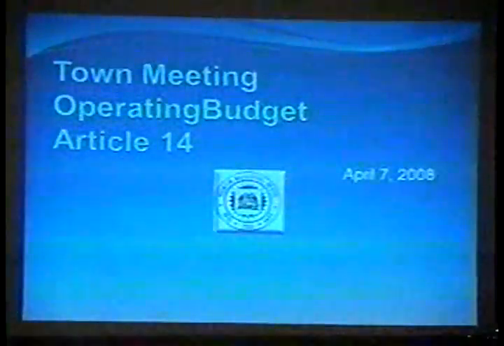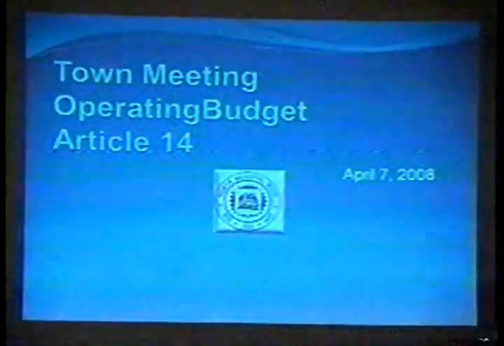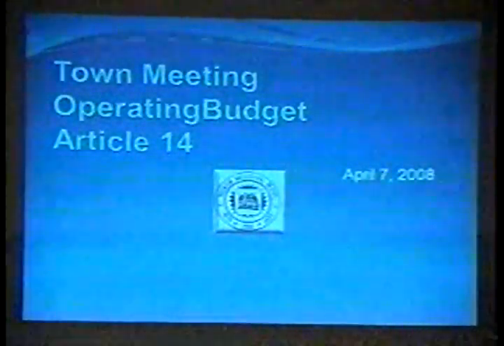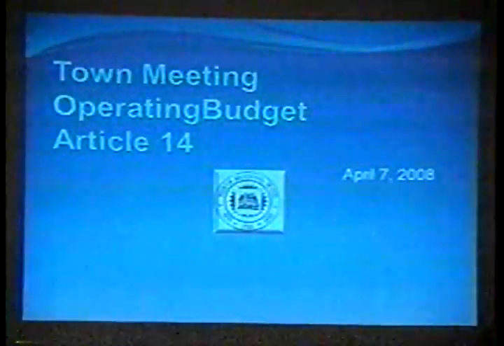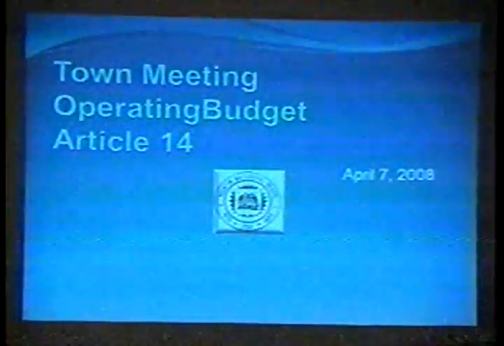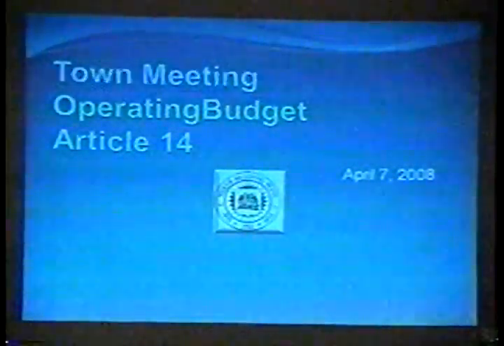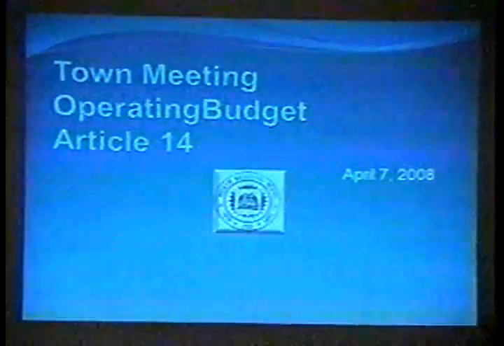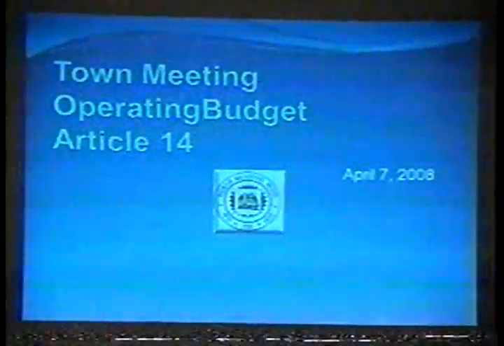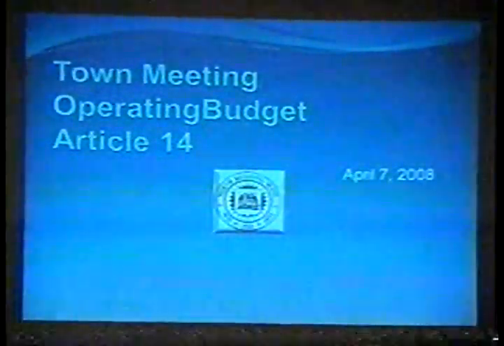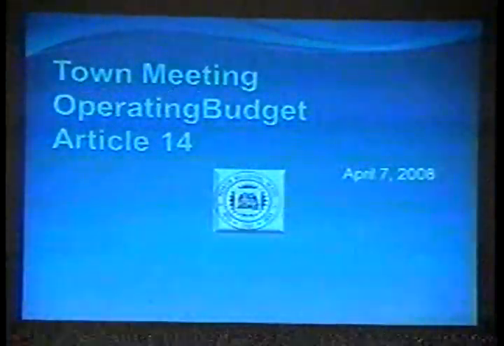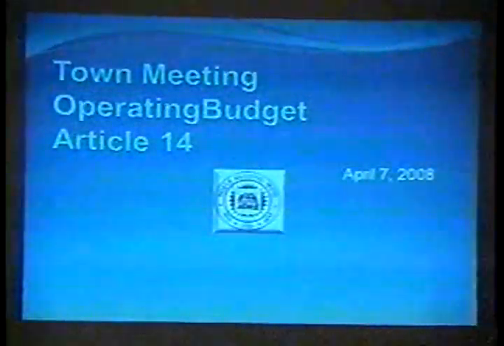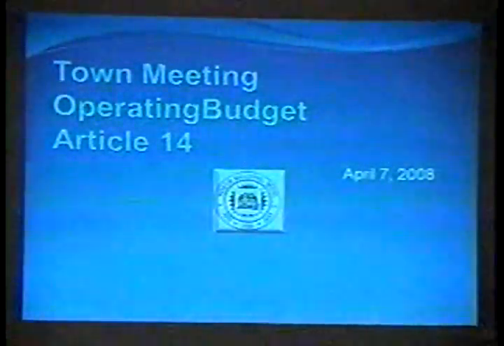For those of you that have scanned through the omnibus article, Article 14, in the white mailer and the yellow sheet this evening, you see a lot of numbers. The presentation I'm going to make is to try to take you through the process by which we arrived at this set of numbers and to explain what was removed from the budget, what the override items are, and what's being restored in the override budget. So please bear with me.